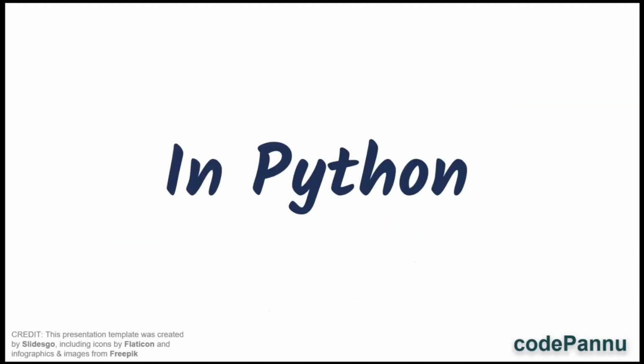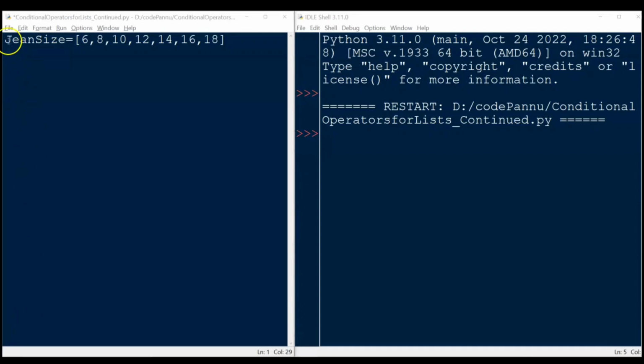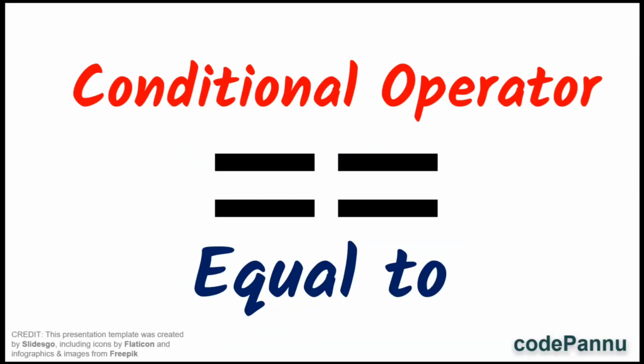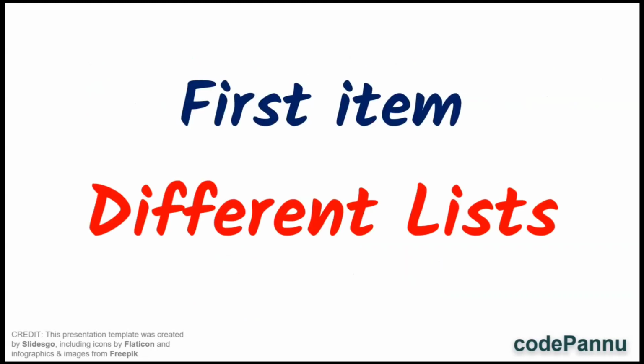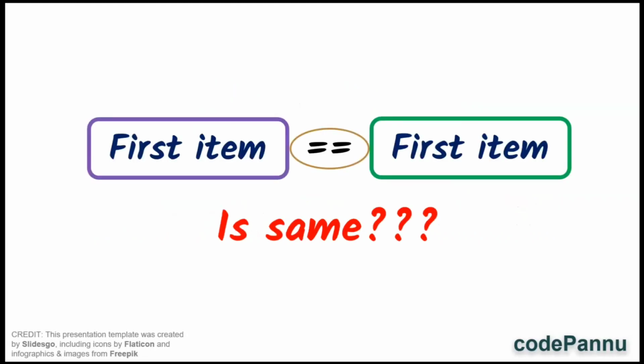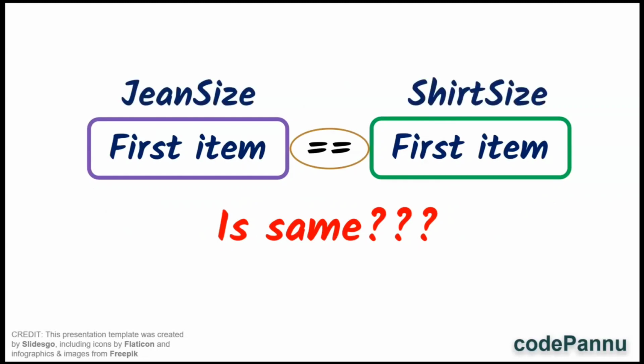Let us take the same example of the list we created with gene size, and also create another list of shirt size. Let us say we take the conditional operator equal to here to compare the first item from two different lists, gene size and shirt size. So, the equal to operator checks if the first item in the list of gene size is the same as the first item in the list of shirt size.